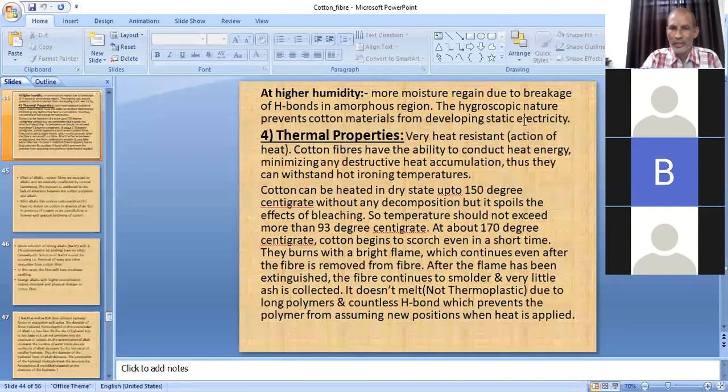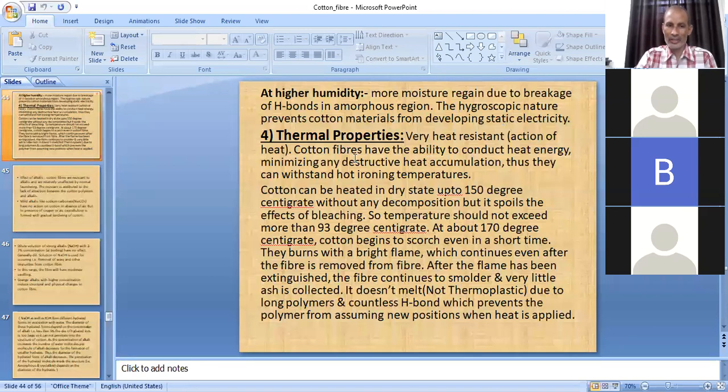The hygroscopic nature prevents cotton materials from developing static electricity. I have mentioned that the chances of generation of static charges are less. Due to this hydrophilic or hygroscopic nature, cotton fibers exhibit good moisture regain as well as good static electrical resistance. Why? Due to the polar nature of these groups and due to amorphous regions. These are the two main reasons contributing to the moisture regain as well as static electrical resistance.